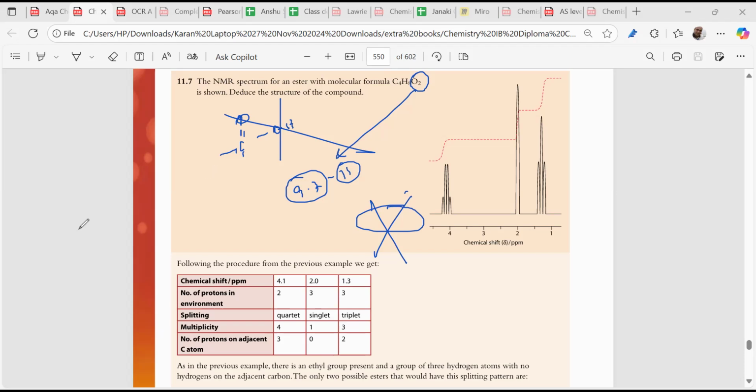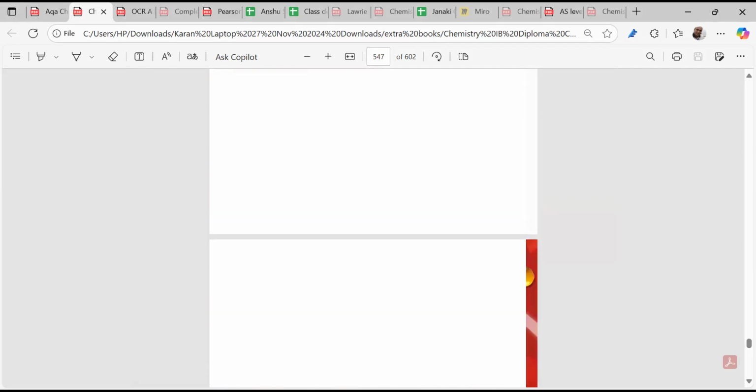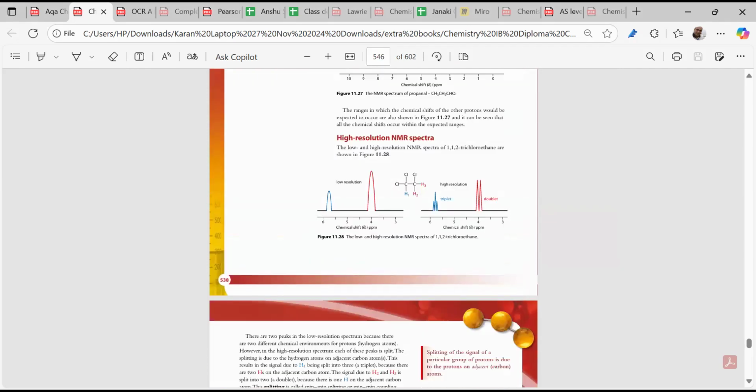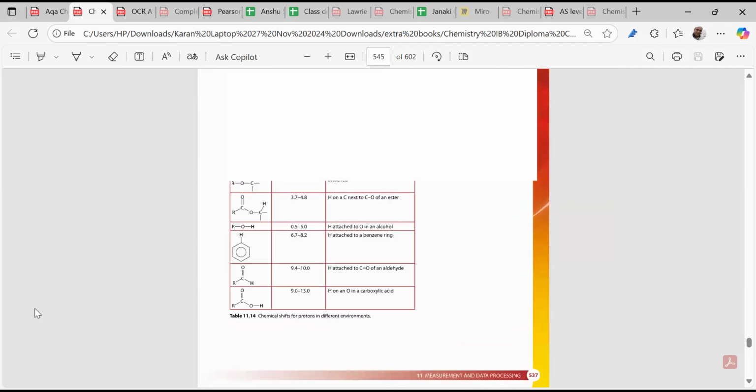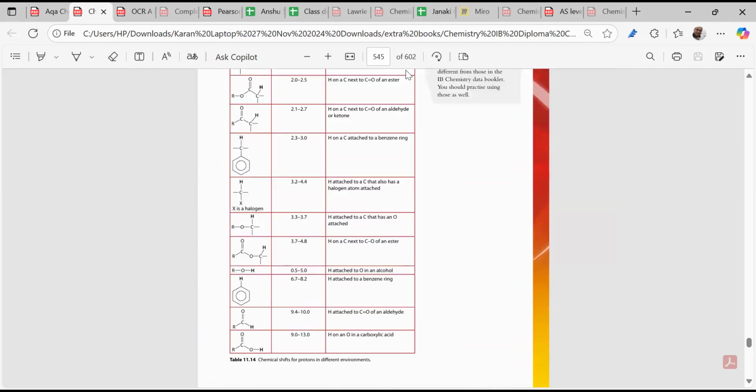So this is the chart you now memorize. I'm telling you, it is there in your data booklet. Agreed, there is a data booklet, right? But can't we memorize? See, aldehyde you memorize, carboxylic acid you memorize, right? Clear? And this ester you memorize, right?